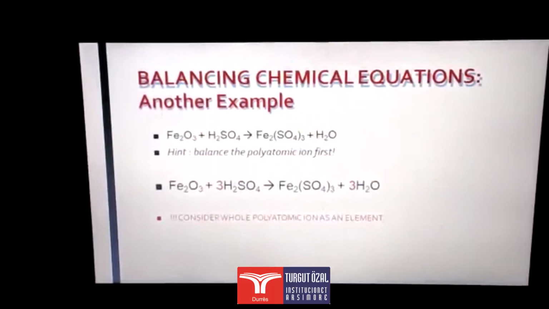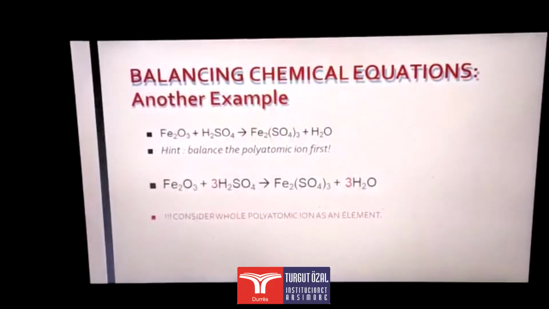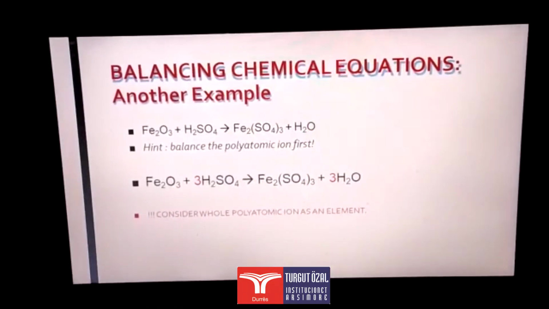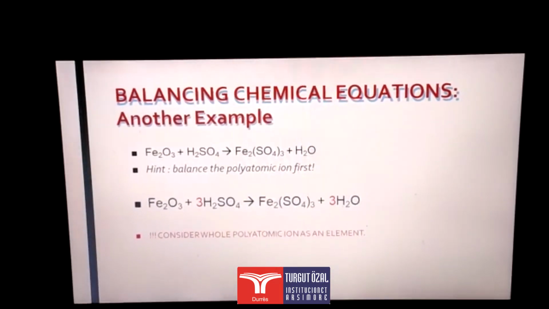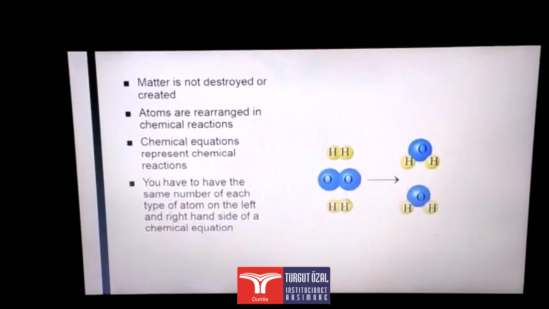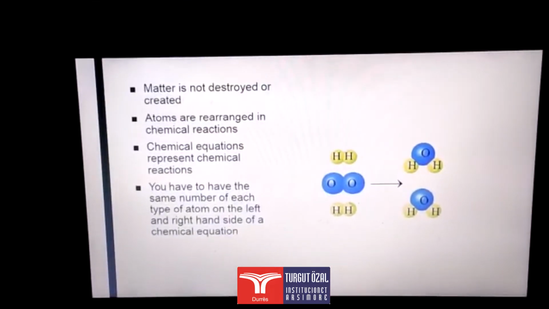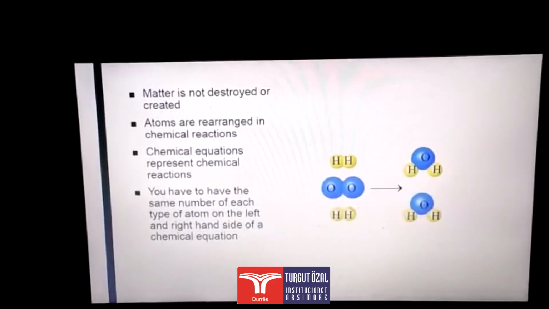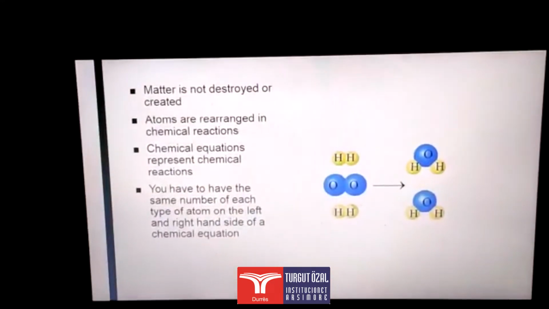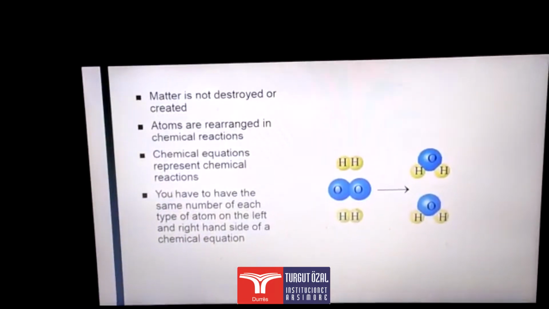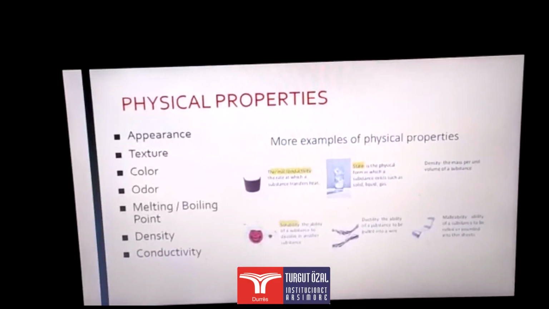Another example: iron oxide plus sulfuric acid. Hint, balance the polyatomic ion first. Consider the whole polyatomic ion as an element. As we said, consider it as a charge. Matter is not destroyed or created. Atoms are rearranged in chemical reactions. Chemical equations represent chemical reactions. You have the same number of each type of atom on the left and the right hand side of a chemical equation.